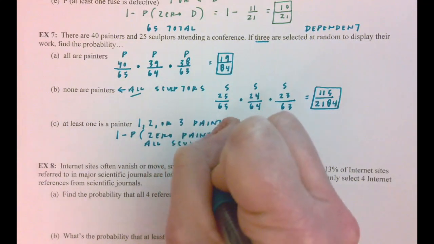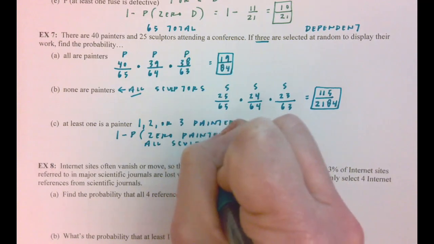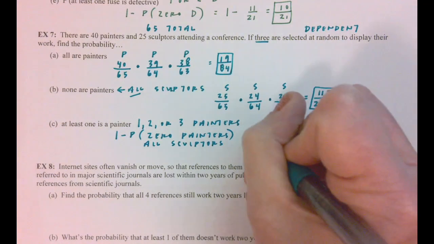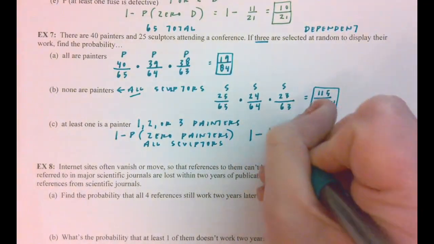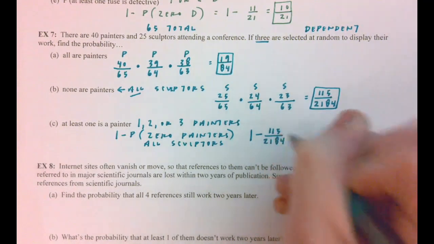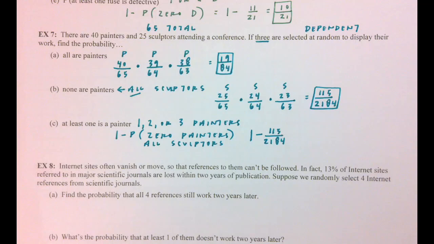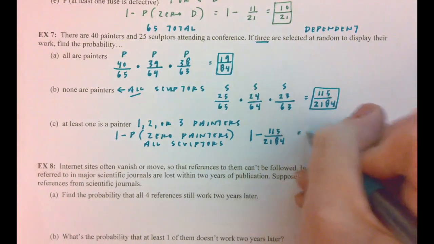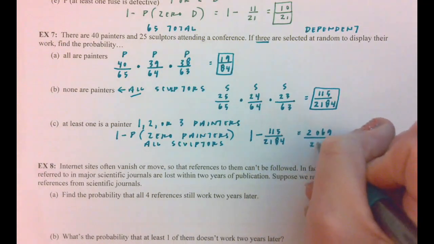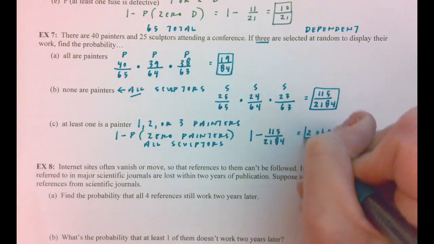All are sculptors. Let me get my L in there this time. All are sculptors. Okay, we already solved for that. I solved for that right here. So I want to do 1 minus 115 over 2,184. So I end up with 2,069 over 2,184.